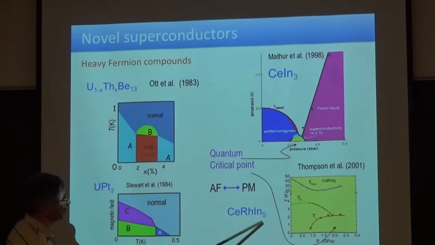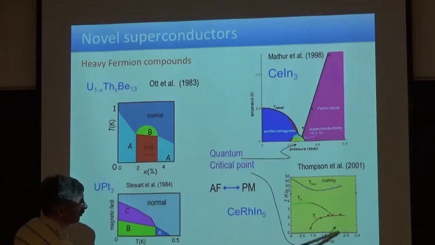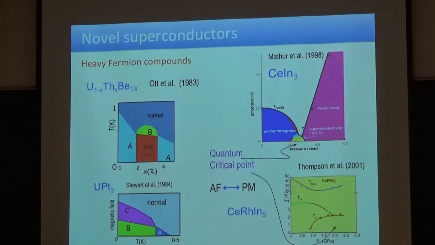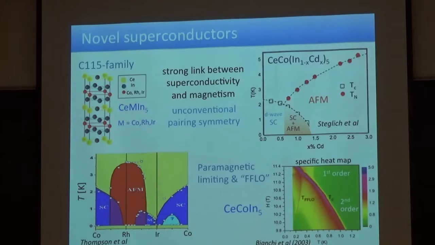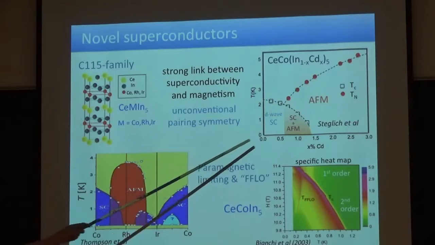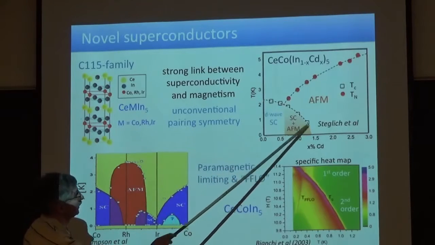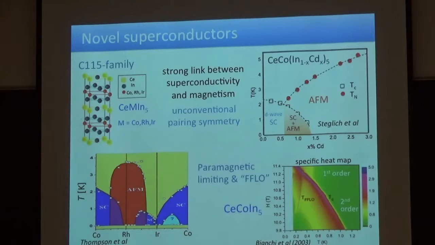Here is another compound, cerium rhodium indium-5. Also here you see the Néel temperature goes away, and you get superconductivity around it. Actually, this cerium 115 family is much richer than just cerium rhodium indium-5, so you can dope through the whole series. You get superconducting phases, you get magnetic phases, and this system also has the property that it is fairly two-dimensional, unlike most of the other heavy fermion compounds which we have seen so far. Upon doping, you can, for example, also get clear coexistence of superconductivity and magnetism.